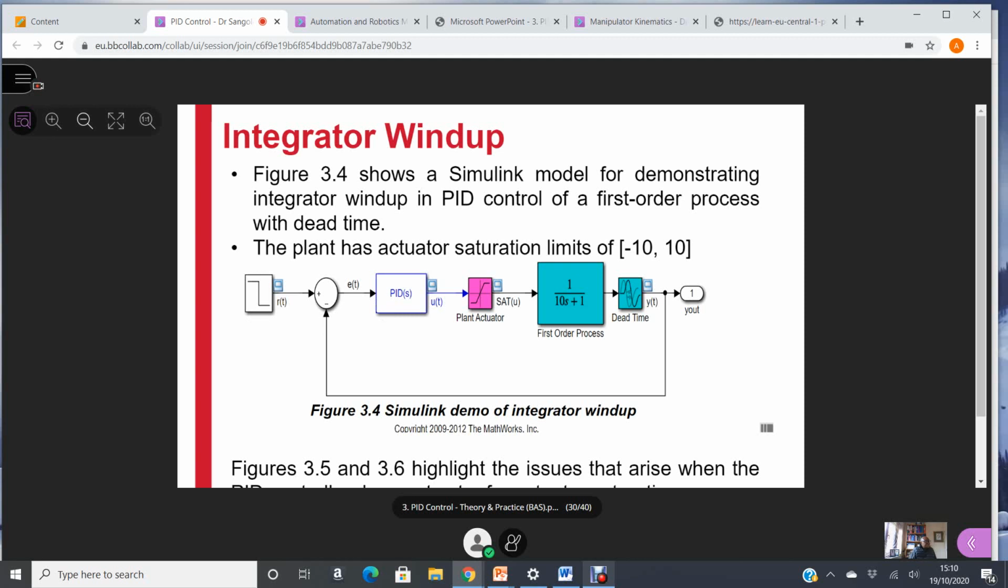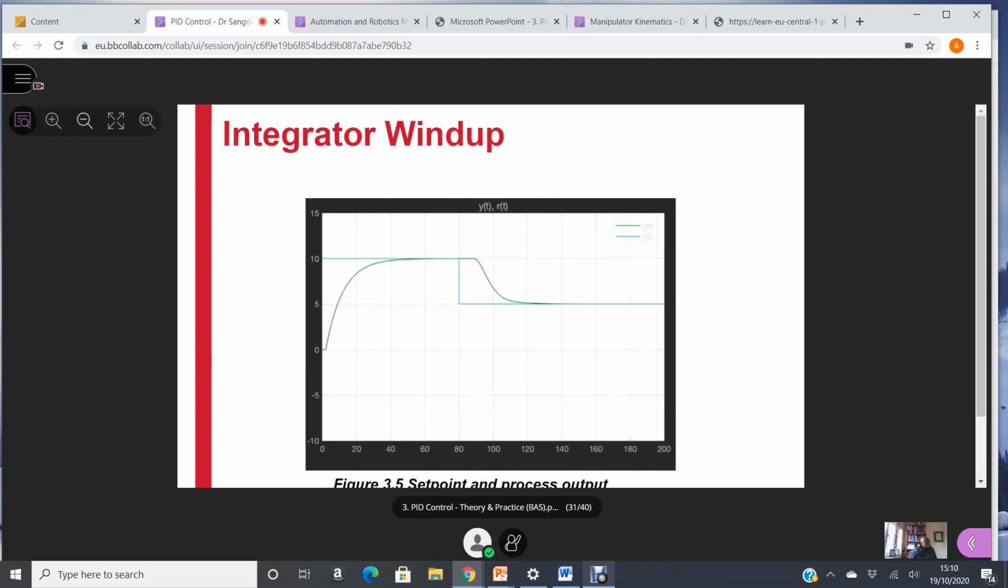Now look at two figures which highlight the issues that arise if our PID controller does not cater for actuator saturation. Here you see the first figure. I think you probably can see the legend: the green curve is your output, Y, and the blue one is your input to the closed loop system. That's your R of T, the R signal.